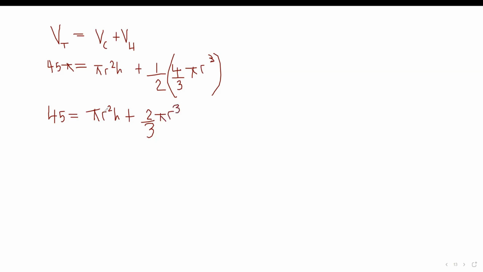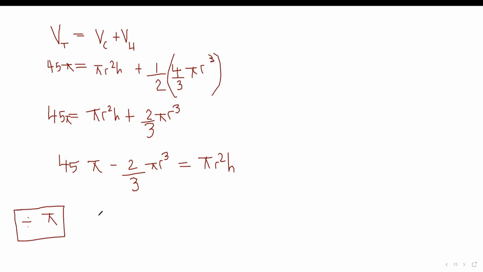And I need to make h the subject. So what I'm going to do is subtract 2 over 3 pi r cube to get 45 pi minus 2 over 3 pi r cube, and that's going to be equal to pi r square h. Now I'm going to divide through this entire equation by pi. If I divide out pi, I get 45 minus 2 over 3 r cube equal to r square h.